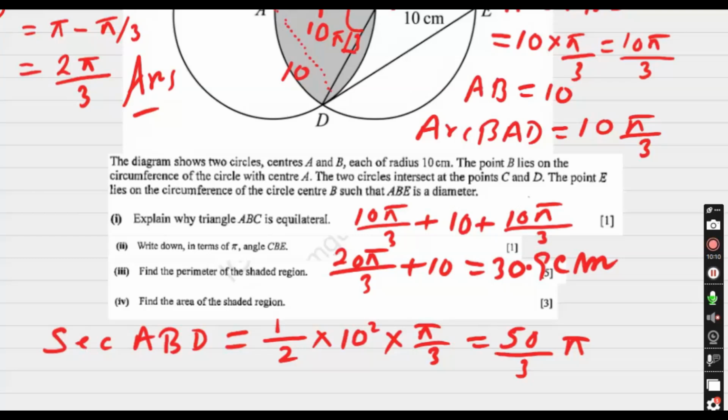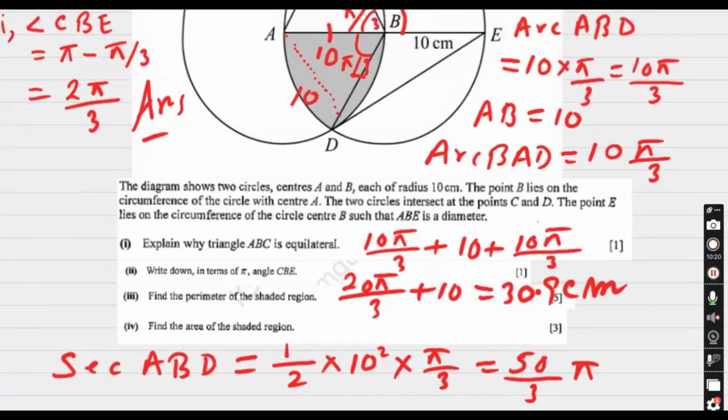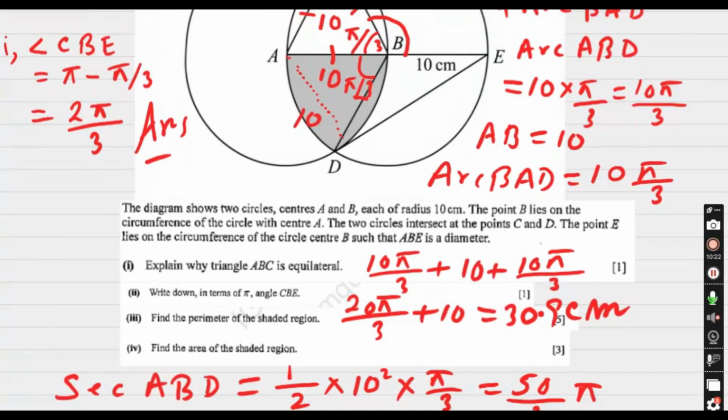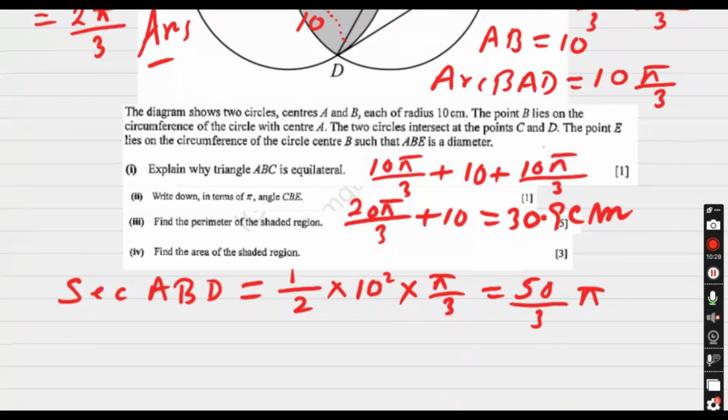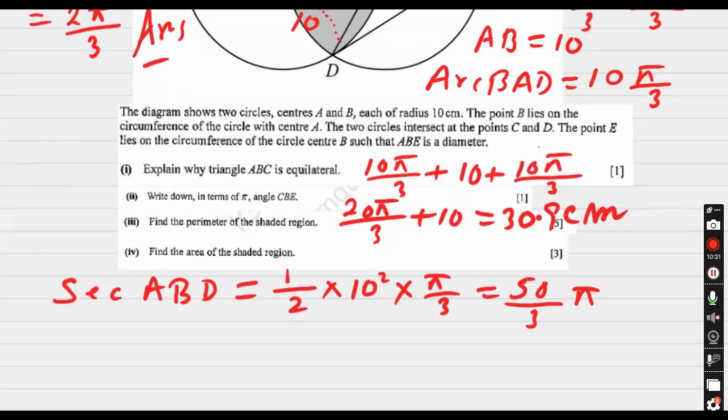So sector ABD is from circle A and sector BAD is from circle B. See this? Sector BAD from circle B. The area is the same because ABD or BAD. So you may write sector BAD, which is also the same, 50 upon 3 pi.